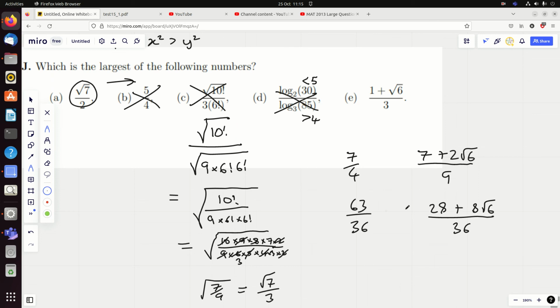And I thought, okay, let's compare this. And then I thought, well, what is the square root of 6? Let's find the most it can be. It definitely can't be 3. It's got to be smaller than 3. Let's pretend it was 3. This would be 28 plus 24. If that was 3, 28 plus 24 is going to be 52, which is less than 63. So even if I made this as big as possible, it's still going to be smaller than that one. So that ruled that out. And so the answer is A, I think.